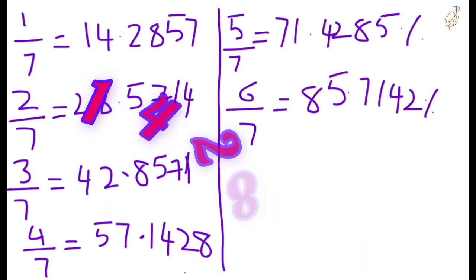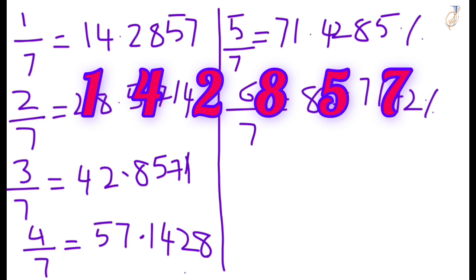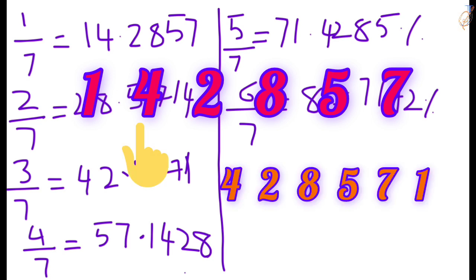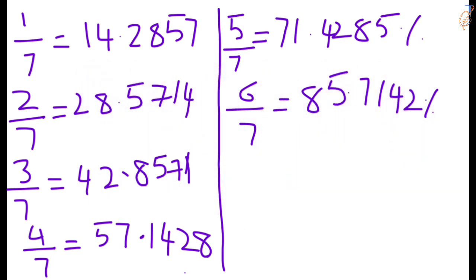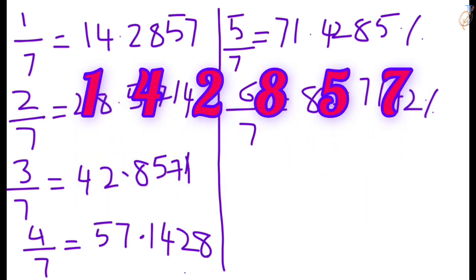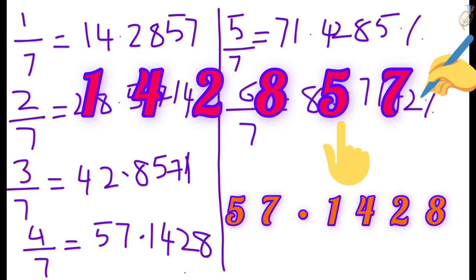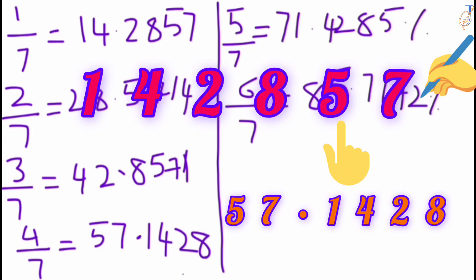Now we see 3 by 7. After 2, the next highest number is 4. After 2 digits keep a decimal point. You will get the number 42.8571. Then 4 by 7. After 4, the next highest number is 5. After 2 digits keep a decimal point. Then you will get the number 57.1428.